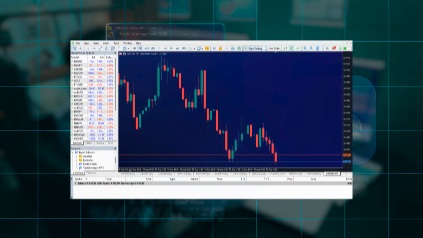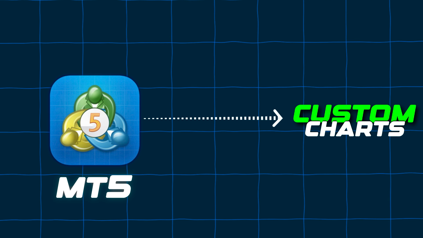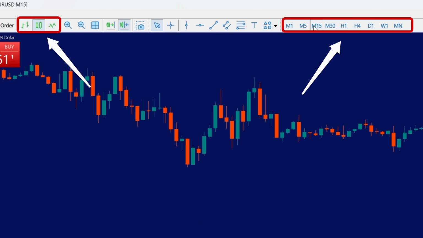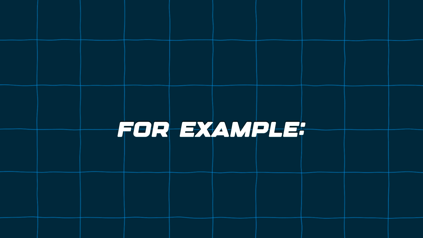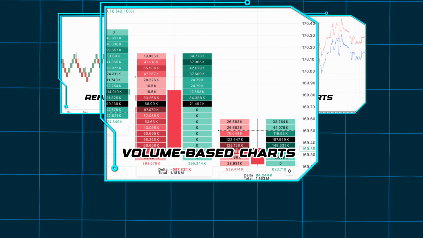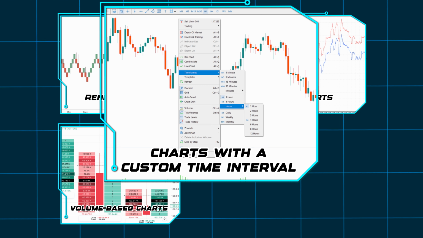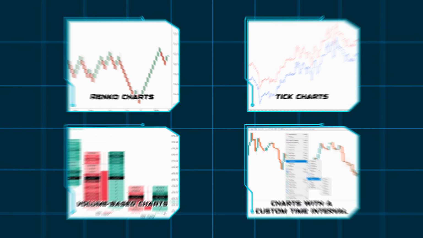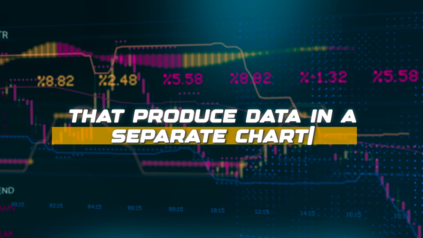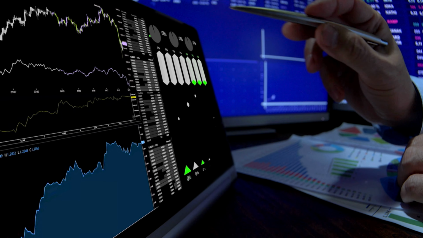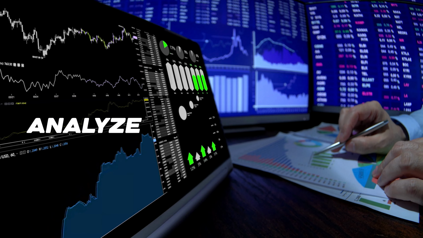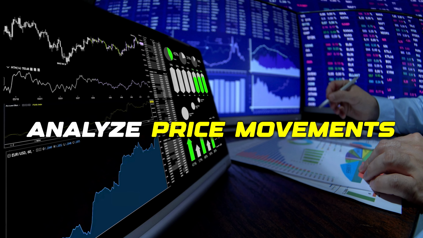In MetaTrader 5, you can create custom charts yourself, independent of the standard timeframes and chart types available in the terminal. These can include, for example, Renko charts, tick charts, volume-based charts, or charts with a custom time interval. Such charts are generated using special scripts or indicators that produce data in a separate chart window. Traders use them to better filter market noise, identify trends more precisely, or analyze price movements in a unique way.